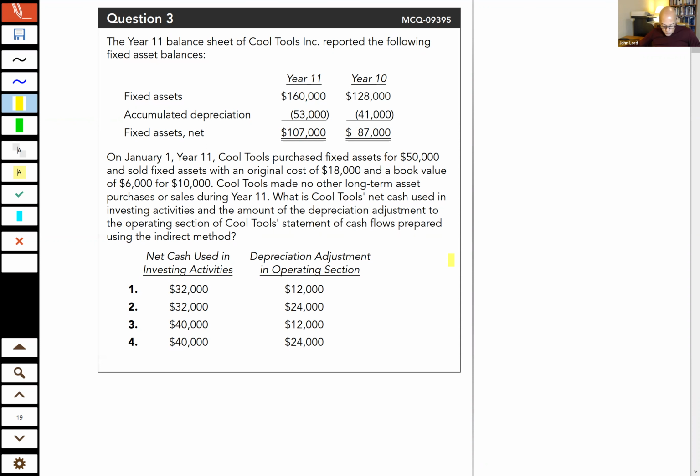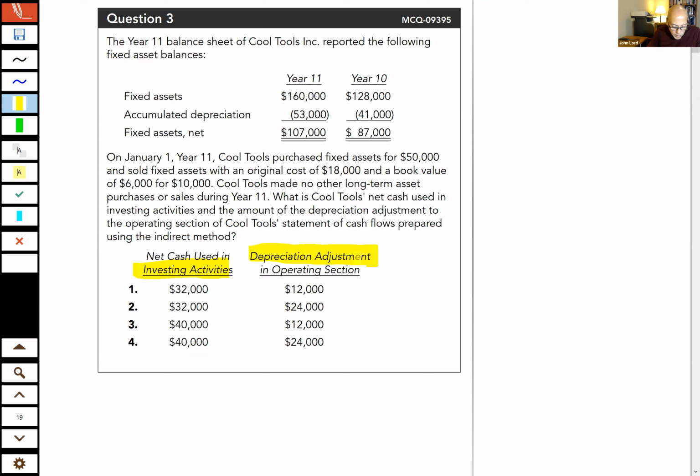Most of us got it right, which is great. So let's take a look at this. They want to know what should go in the investing section, and then they ask for the depreciation adjustment in the operating section. So you have to read carefully to know what they're asking you for here.